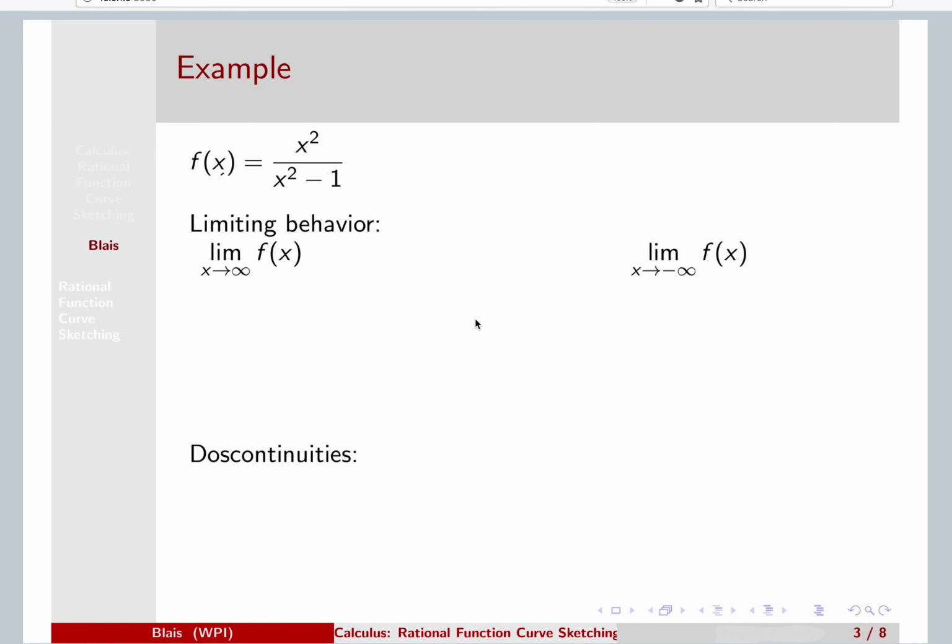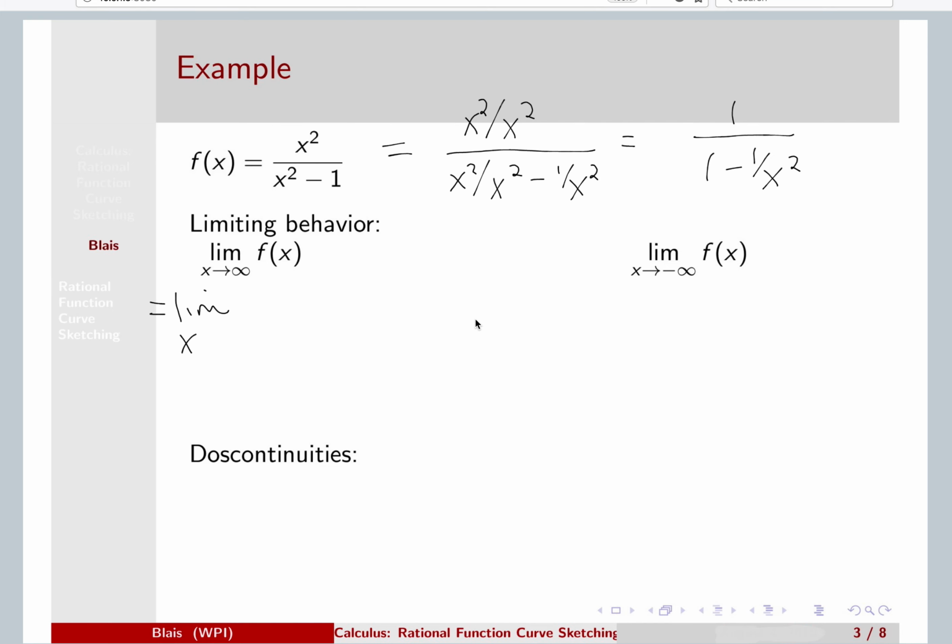So remember, when we take a function like this, a rational function, and we want to evaluate the limit as x goes to either positive or negative infinity, what we do is rewrite this function by dividing every term, top and bottom, by the dominant term in the denominator. And this allows us to more easily evaluate these limits. And so in this case, the limit as x goes to infinity of f of x is the limit as x goes to infinity of 1 over 1 minus 1 over x squared.